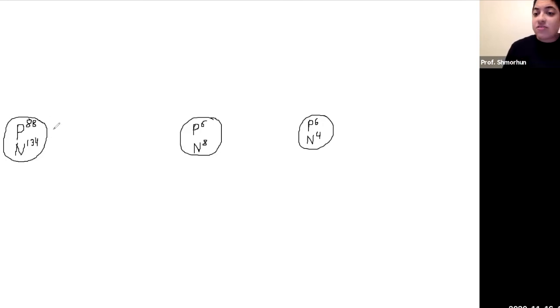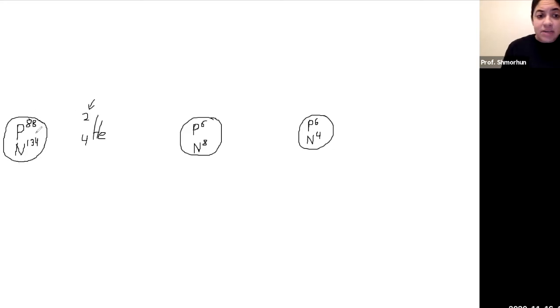So let's take a look at this example. Here we have a nucleus that has 88 protons and 134 neutrons. So what do you think is going to happen here? It is extremely unstable. There are many neutrons that essentially don't have a proton pair, which means that ratio is far from 1. In alpha decay, it emits an alpha particle, which contains 2 protons and 2 neutrons.